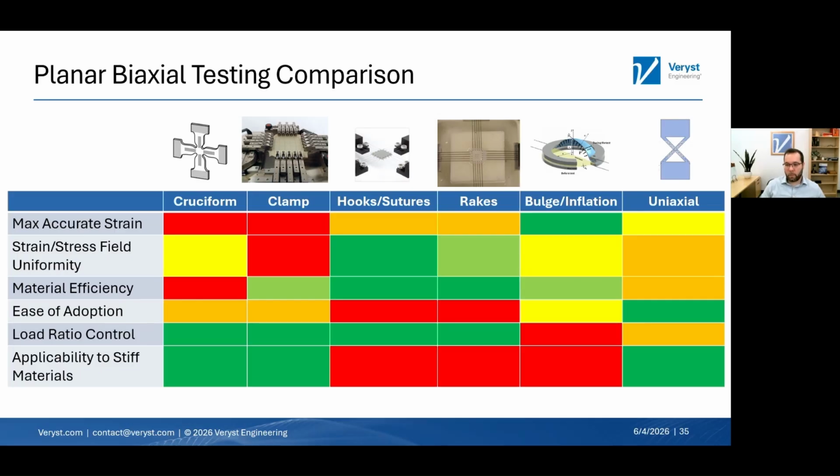And then uniaxial is probably the easiest, even though you have to do this geometric variation, you have to run DIC. It still has the far easiest adoption. Most test labs have a uniaxial tester.